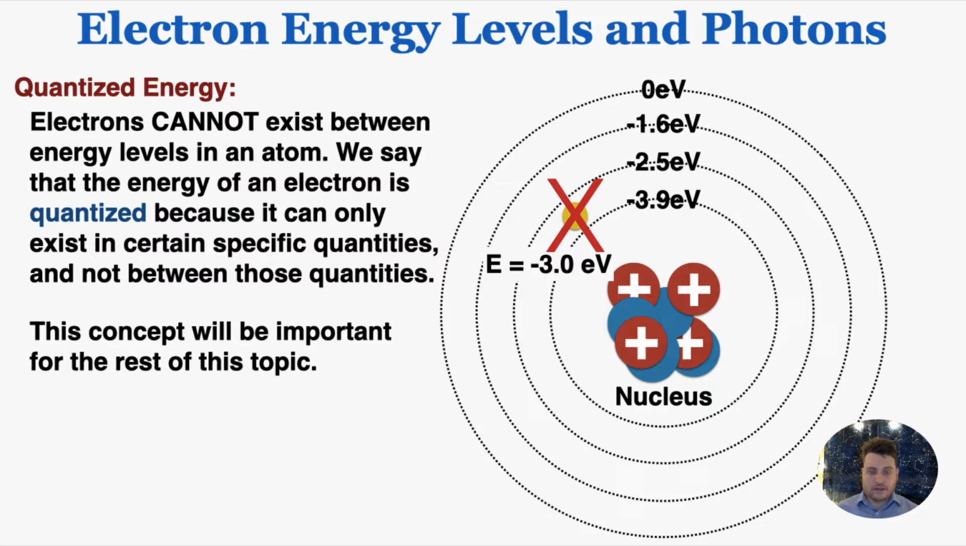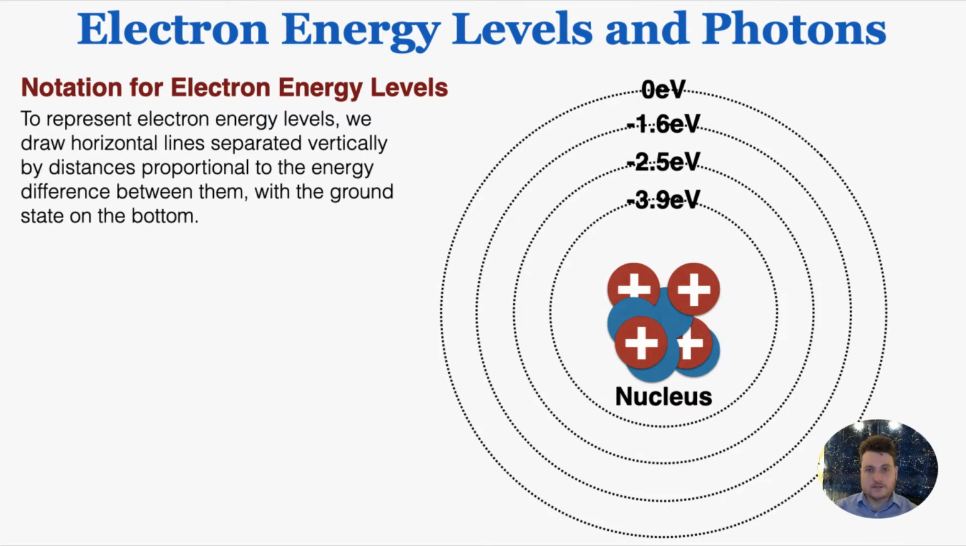This idea of quantized energy is going to be important for the rest of this topic. Electrons cannot exist between specific energy levels in an atom. There's a limited number of values of energies they can have when they're in the atom. Because we don't want to physically draw a picture of every complete atom, to represent electron energy levels, we draw horizontal lines separated vertically by distance proportional to the energy difference between them, with the ground state on the bottom.